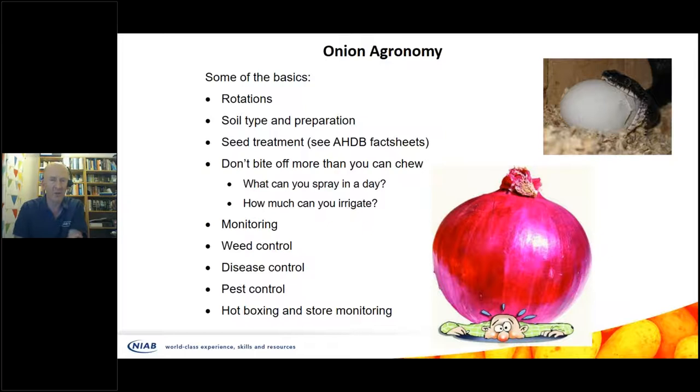Monitoring, I think Rosemary will probably mention more about that on the insect side of things, but as with everything, the weeds, the disease and pest, you need to understand and monitor what the risks are if you're going to be able to respond to them. And hot boxing, as I mentioned, and store monitoring is a vital part of maintaining your yields once you've got them out of the field.